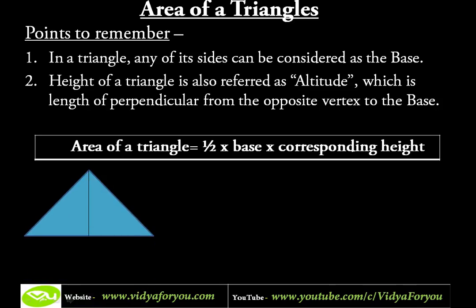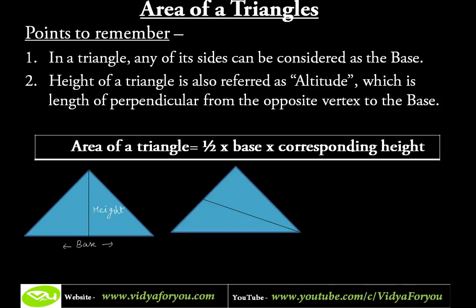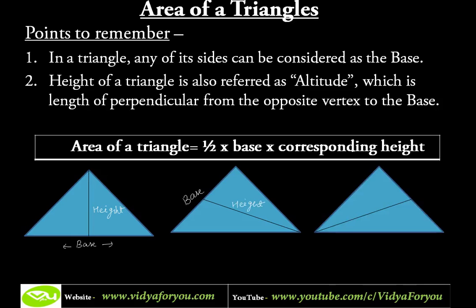If we talk about this diagram, assume this is the height given, so the base will be this one, or if this is the base given, the height will be this one. In this triangle, it's very clear, this will be the base and this will be the height. And in this triangle, this will be the base and this will be the height. So any side you can take as the base, and the corresponding height can be taken accordingly.